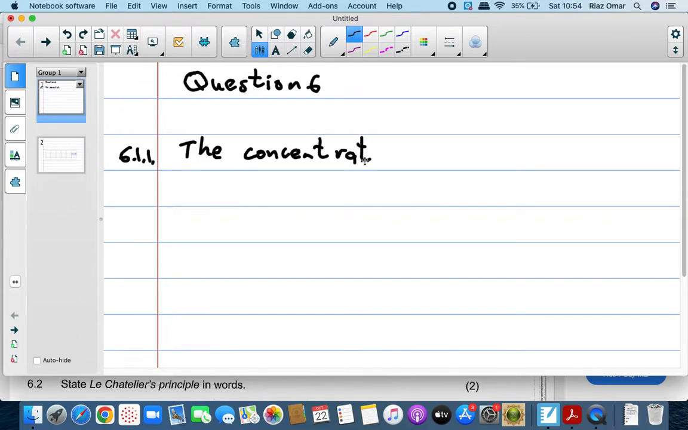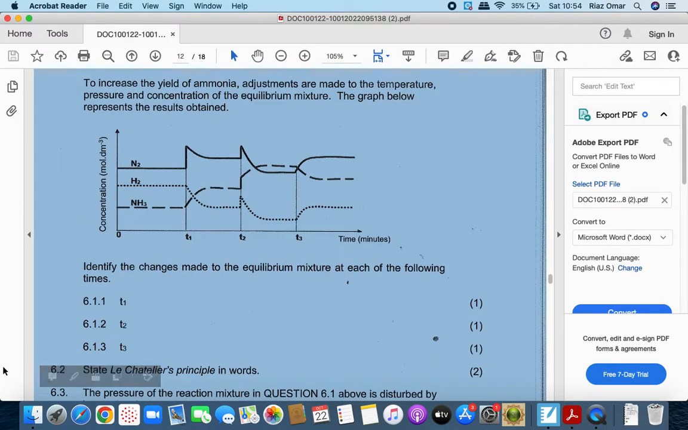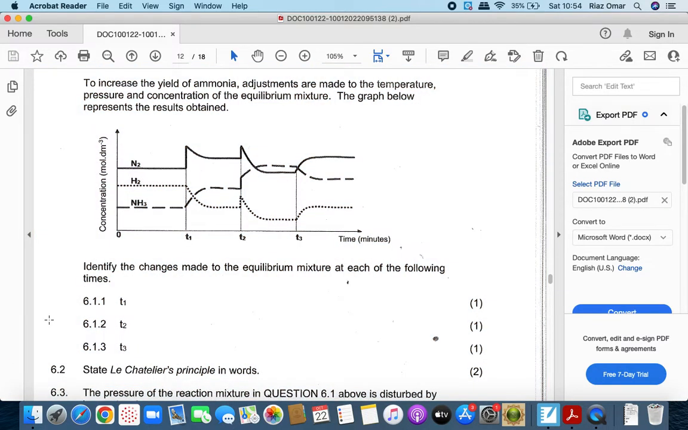We can say the concentration of nitrogen increased. Then 6.1.2, so if you go to 6.1.2, what happens at 6.1.2? So at 6.1.2, what happened? We see that all three of them increased. So if all three of them increased, then usually that got to do with an increase in pressure.